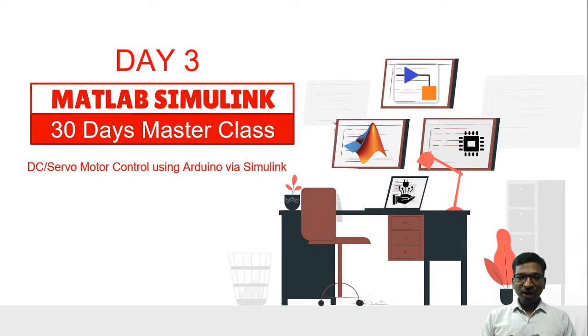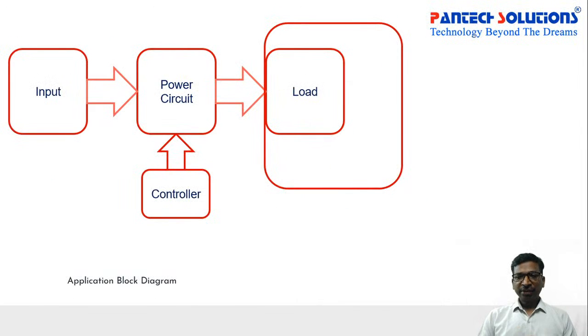And today's topic is motor control using Arduino with the help of MATLAB Simulink. In motor control, we took two motors today: one is a DC motor and the other is a servo motor. In the DC motor, speed control is the main parameter, and in the servo motor, position control is the main parameter. And again, let's check the concept where we are.